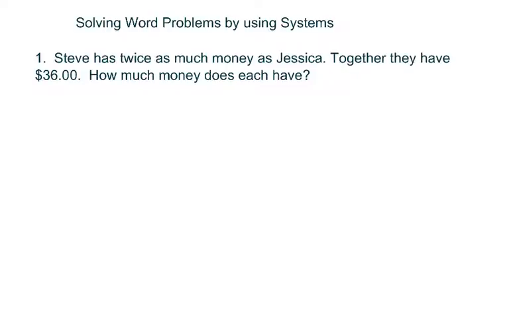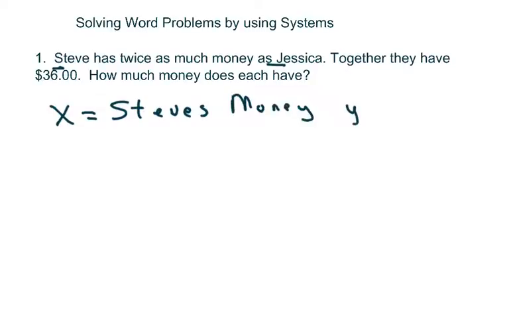So let's go ahead and assign some variables here. You can use S and J. I usually do that, but to be professional, let's let X equal Steve's money. So that's what we're looking for. And Y equal Jessica's money. And then we're going to write out the system.